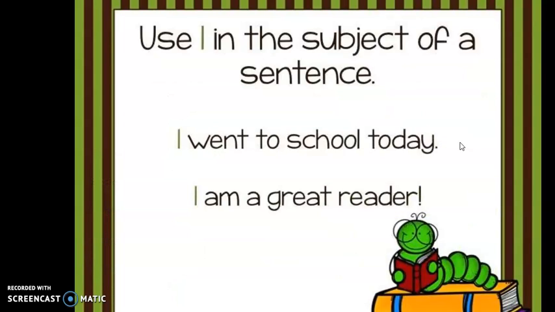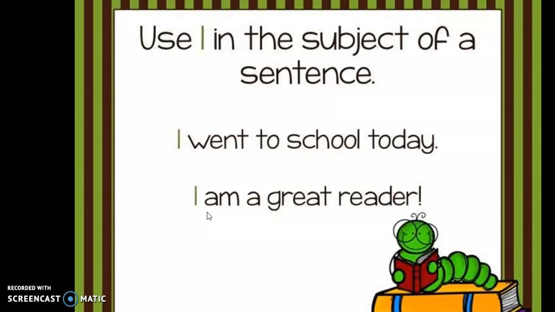We use I in the subject of a sentence. Remember, the subject is what or who the sentence is about. So we will use I in the subject of a sentence. For example, I went to school today. I am the subject. Who are they talking about? I, me. I'm talking about I, right? I went to school today. I am a great reader. When I is in the subject of the sentence, that's when we use it, right?